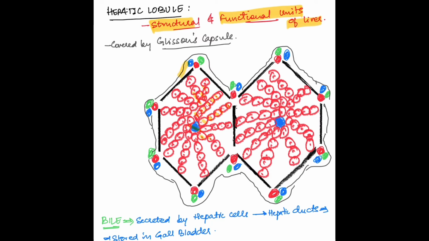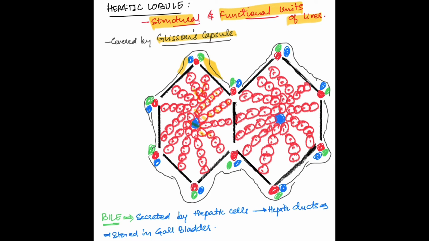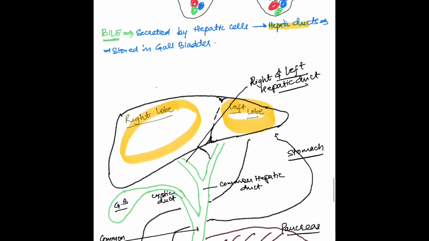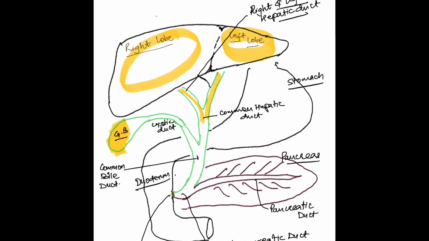The hepatic lobules are covered by a thin connective tissue sheath called the Glisson's capsule. Hepatic cells secrete bile. This bile passes through the hepatic ducts and is stored in the gallbladder. Let's look at the duct system of liver, gallbladder, and pancreas.